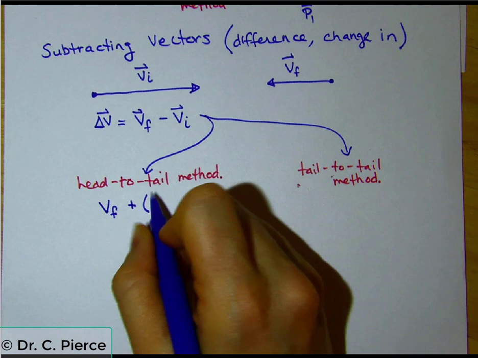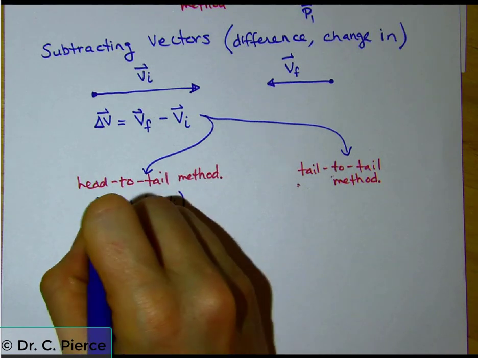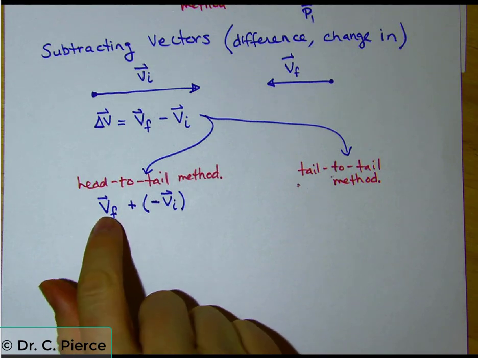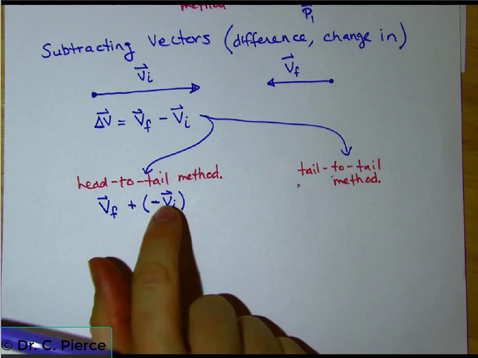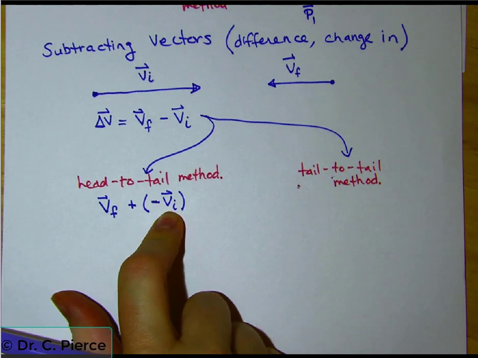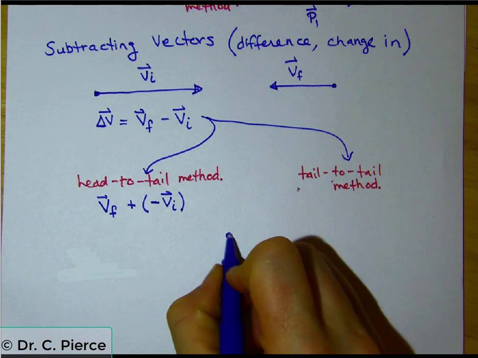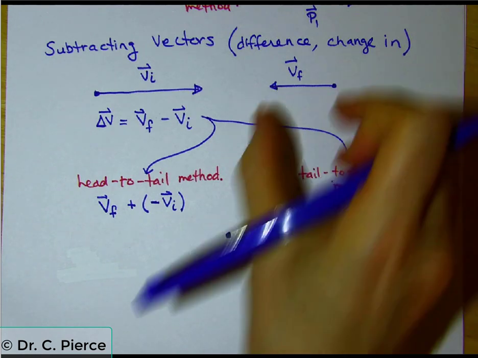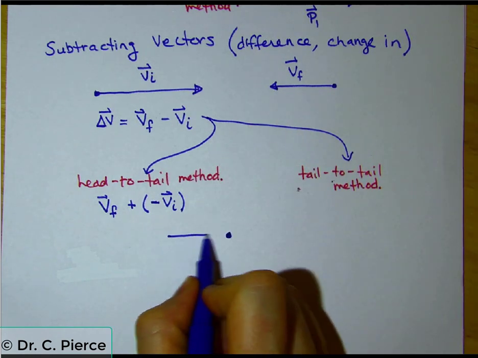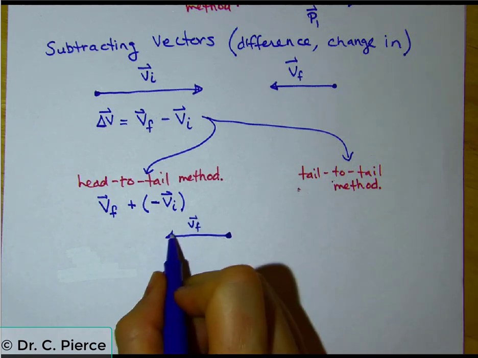plus a negative initial velocity. So you can see we're going to take an arrow and add it to another arrow, but this is going to be the negative of it. And a negative vector just means a mere flip of the direction of it. So what I'm going to do is pick a starting point, copy and paste VF down over here, and then head to tail.